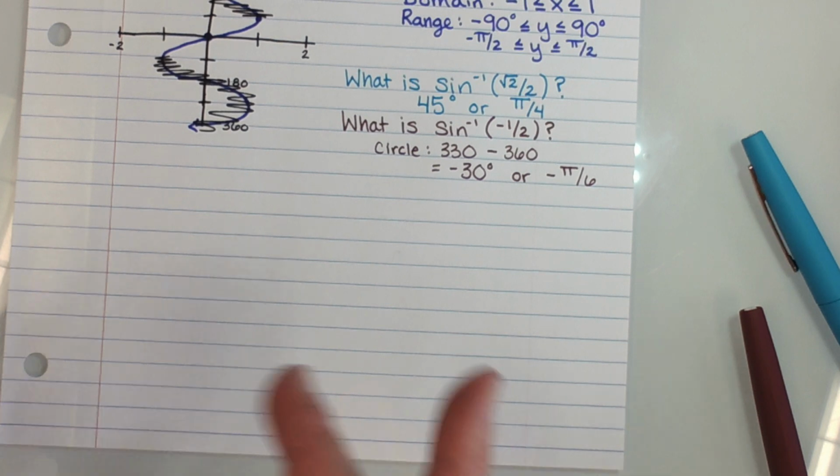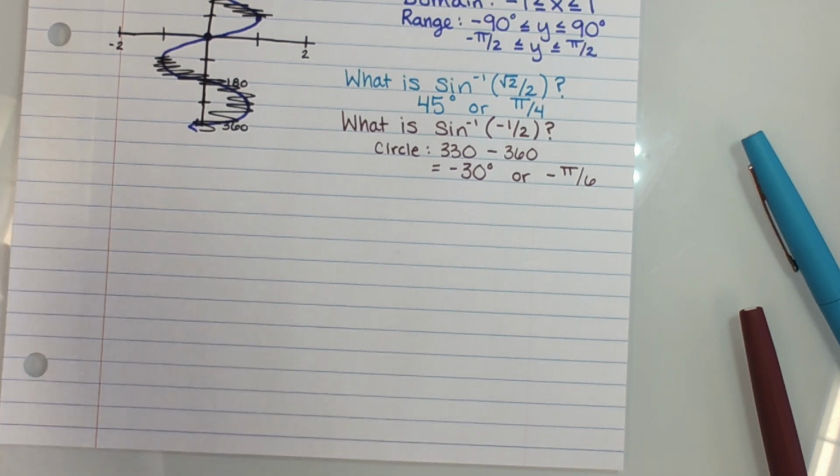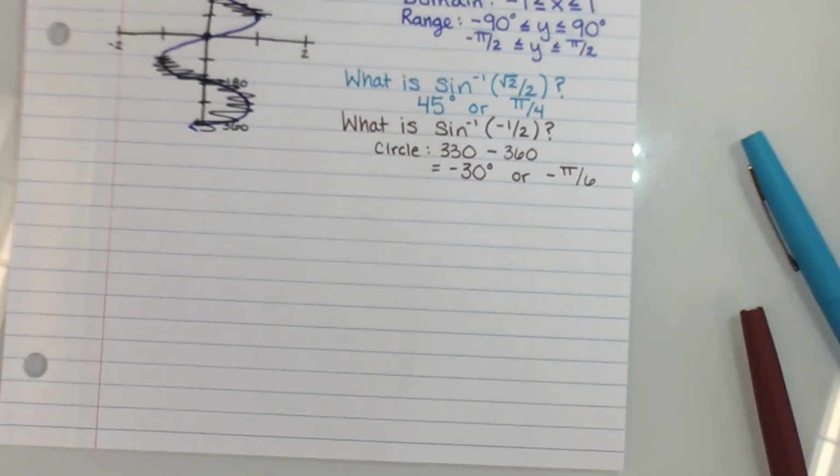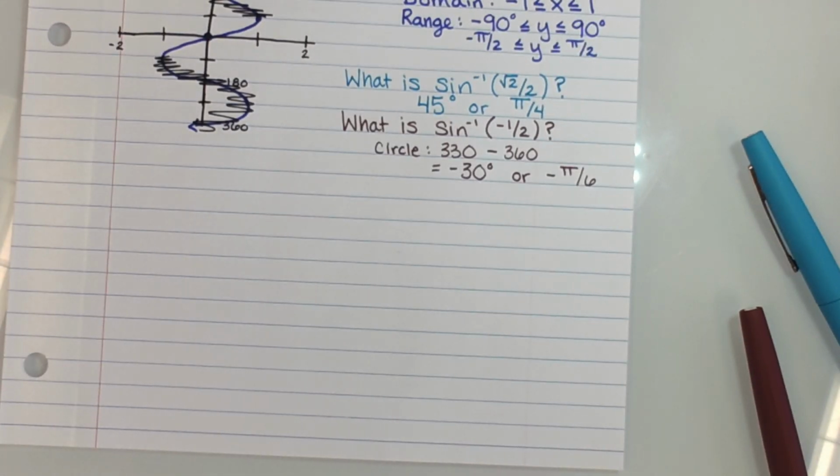Now that works for sine, but here's the thing. Cosine and tangent have different domains and ranges. In order to get all the proper values for cosine and tangent, we have to do things a little bit differently.